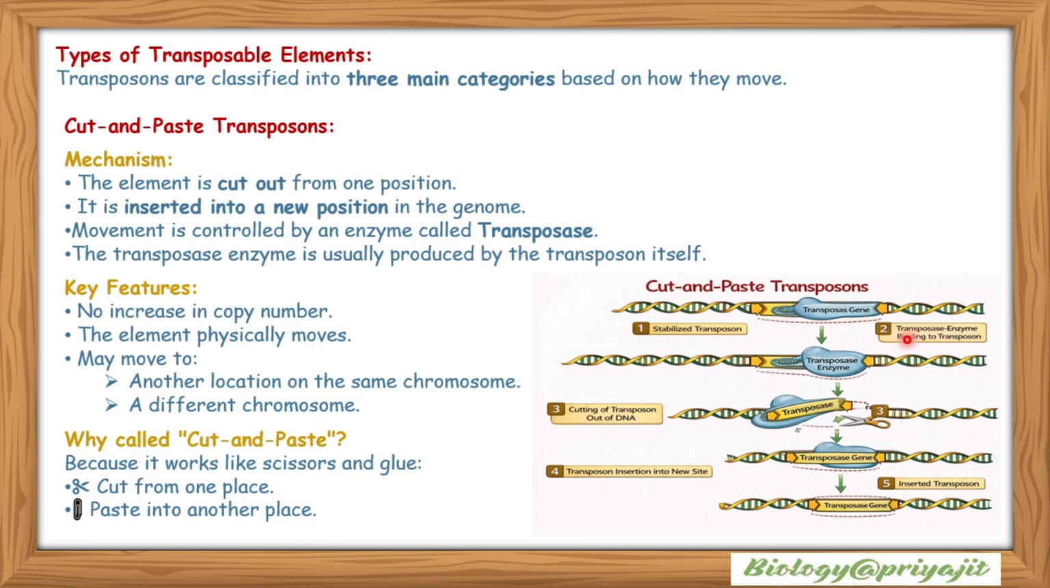So the key features include there is no increase in copy number. The element physically moves from one place to another, and it may move to another location on the same chromosome or a different chromosome. Why are they called cut and paste? Because it works like scissors and glue, cut from one place and paste into another place.